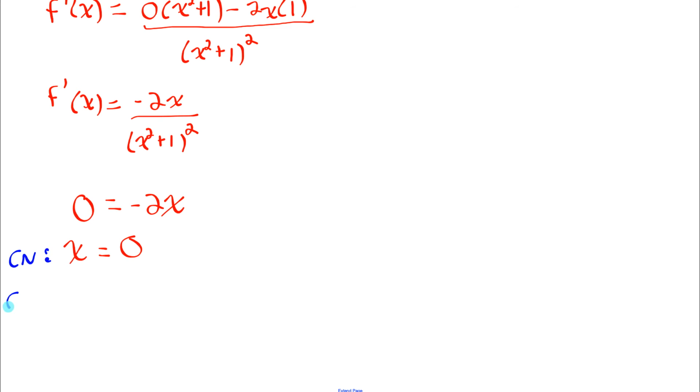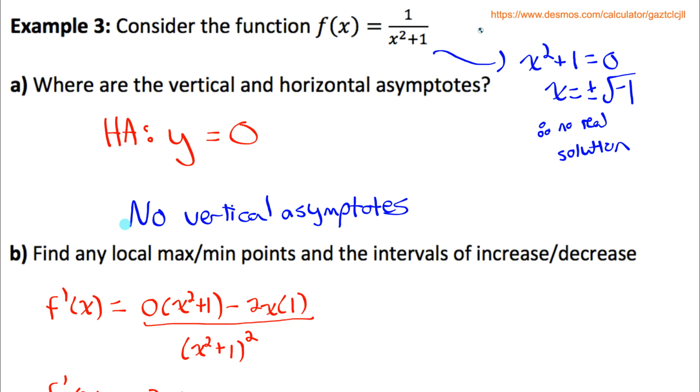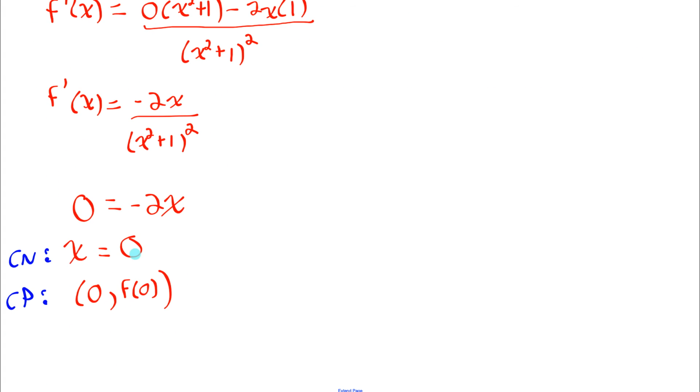So let's find our critical point by plugging 0 into the original equation and evaluating. So our critical point would be the point 0, f at 0. But let's evaluate f at 0. If I evaluated f at 0, I'd get 1 over 0 squared plus 1. That's just 1 over 1, which is 1. So f at 0 is 1. So my critical point is the point 0, 1. This might be a local max or a local min point.